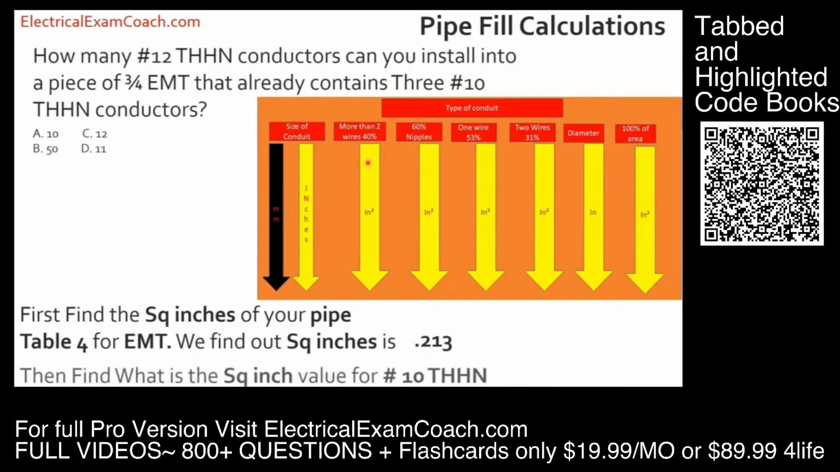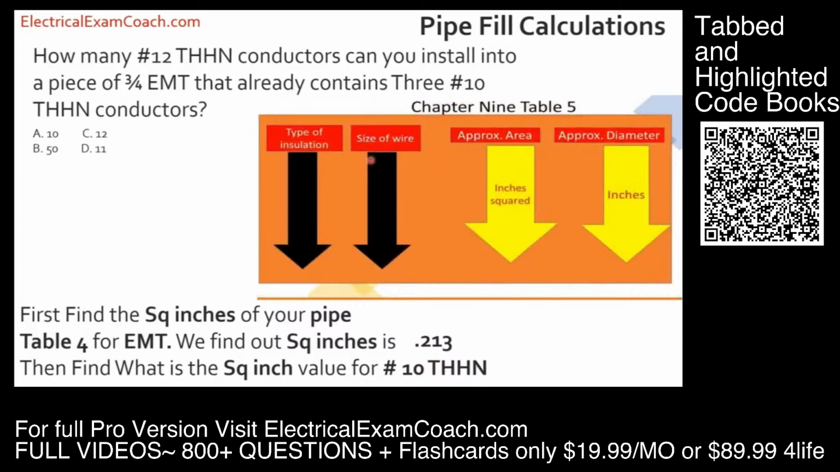Now we need to find what we already have, which is the number 10s. We're going to head over to Chapter 9, Table 5. And when we get there, we're going to start on the left-hand side and find our type of insulation. We're going to cross over and we're going to find our size of wire. Then once we find that, we're going to cross over to the approximate area. And each individual number 10 is 0.0211 square inches.